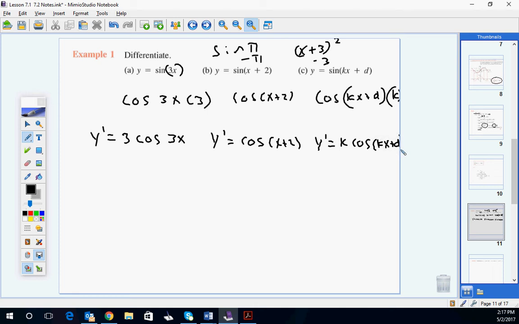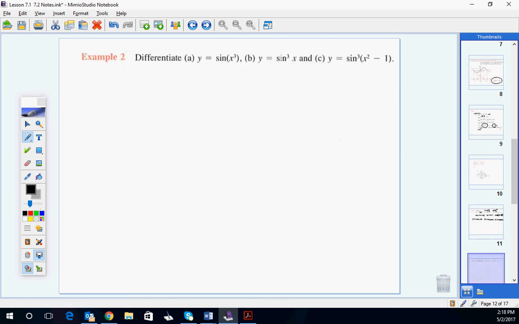Okay, so we'll get some higher exponents here. All right, so I'll do the first one. I'll let you guys try the second one. Maybe I'll do the second one too. The second one just kind of messes people up. So let's look at A first. So y equals sine of x cubed.